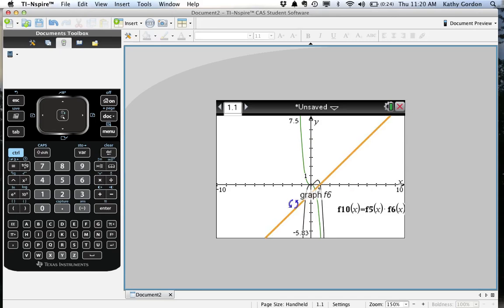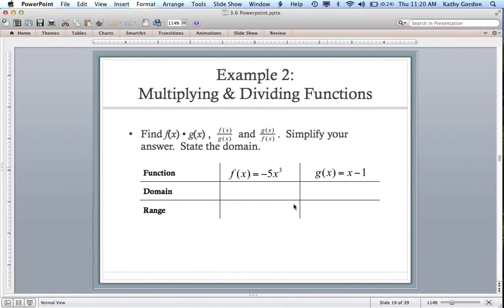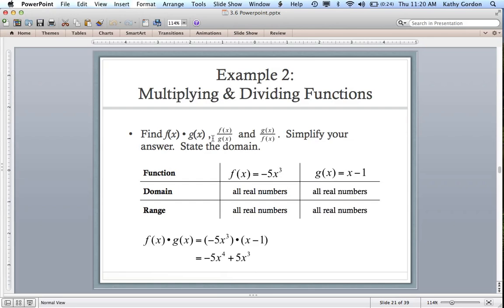Okay? But when it comes to the algebra of it, taking f of x times g of x still requires us to look at domain and range of each of our functions. So the domain and range of a cubic is going to be all real numbers for both. Similarly, the domain and range for a linear is going to be all real numbers for both.